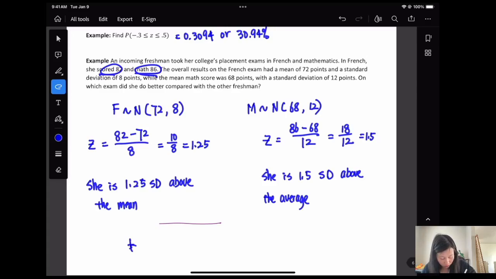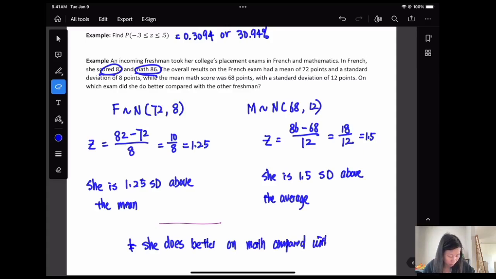So she does better on math compared with other freshmen.